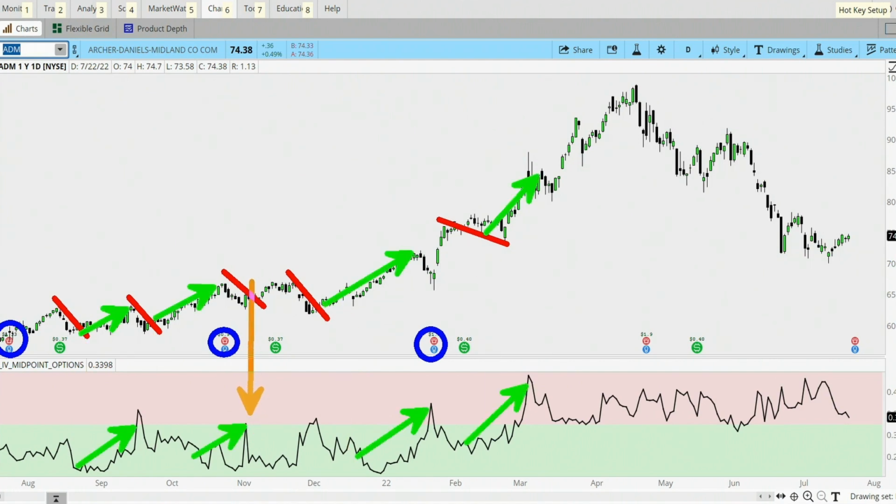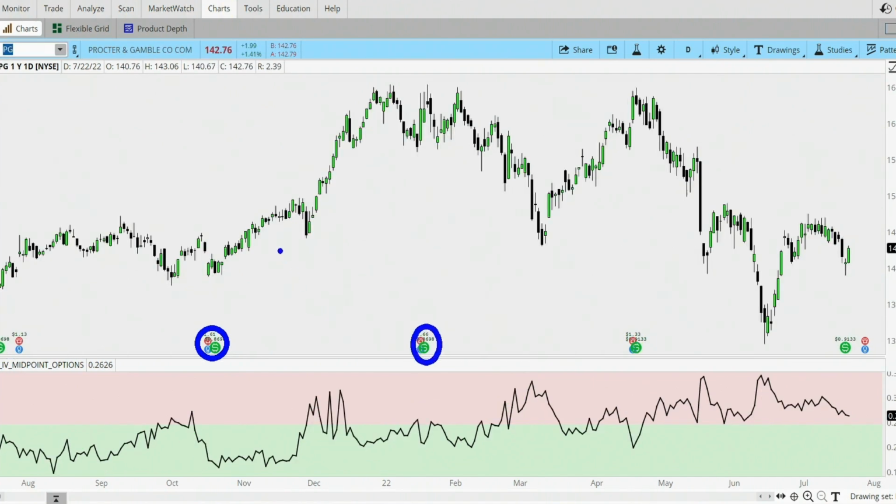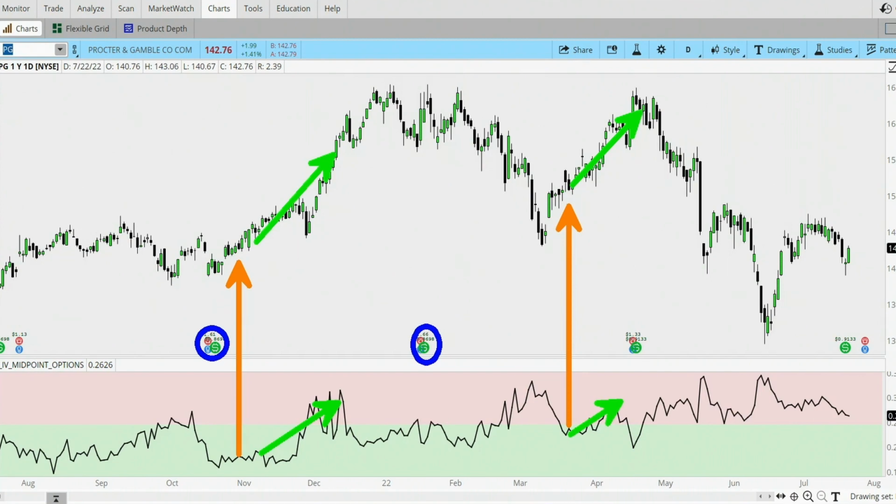In each one of these cases, besides this one, because it had high implied volatility, price action went up and implied volatility went up. Locate your earnings, identify low volatility areas for you to buy call options. Price action goes up, implied volatility goes up.